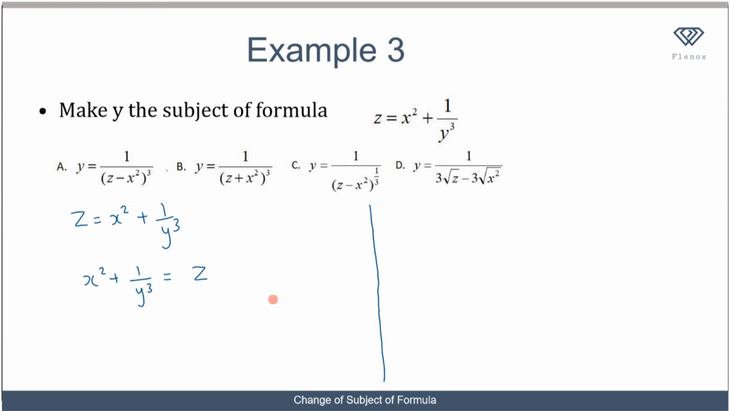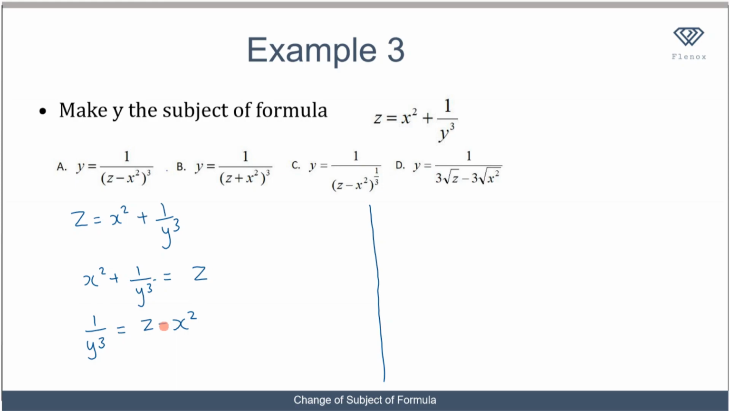So what can we do? First, we need to eliminate this x squared, and we do that by subtracting x squared from both sides of the equation. So when we subtract x squared from both sides, x squared goes away from x. So we are left with 1 minus y cubed is equal to z minus x squared. Same thing as bringing x squared to this side, which now turns to a minus.